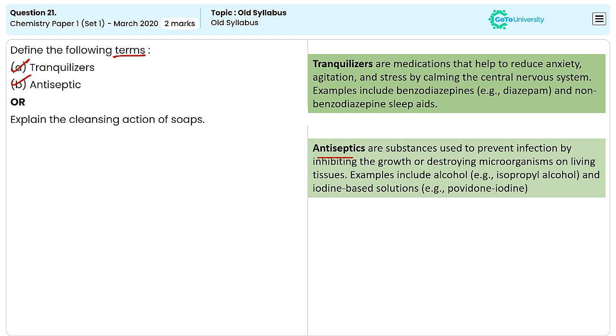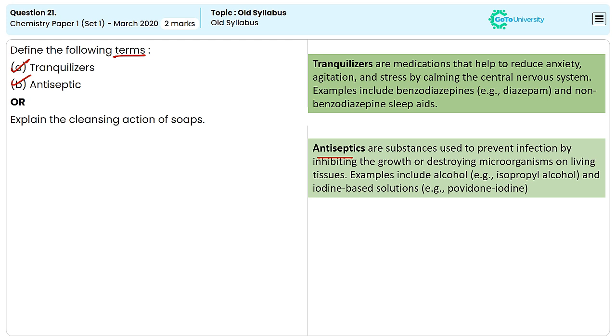In the next question, we need to explain the cleaning action of soap. The cleaning action of soap involves several mechanisms. The first one is emulsification. Soap contains molecules with both hydrophobic and hydrophilic ends. They are sodium or potassium salts of carboxylic acids.